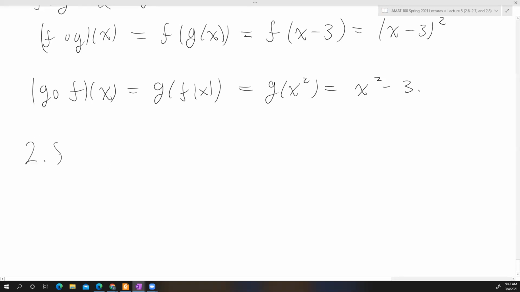This is section 2.8, one-to-one. We're going to talk about one-to-one functions and their inverses.